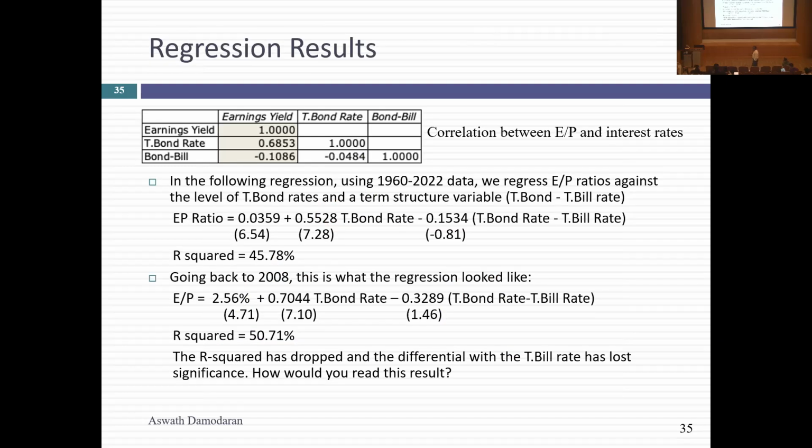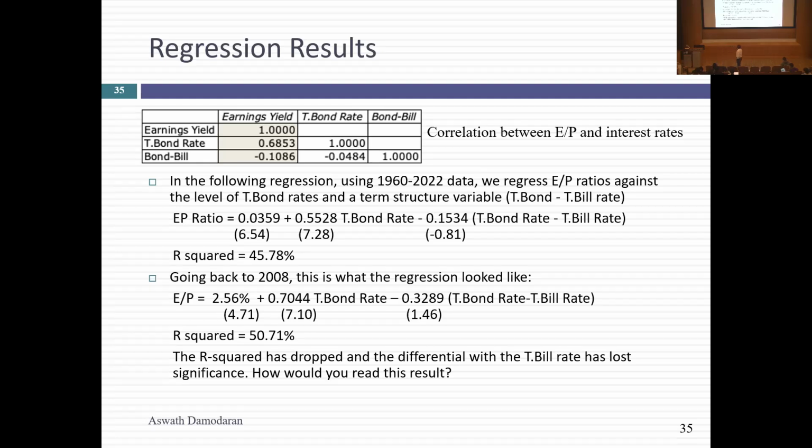When you do a correlation between how T-bond rates move with earnings to price ratios, the correlation is 0.685, which means as T-bond rates go up, earnings to price ratios go up. I know it's different, you've got to flip them in your head. So higher T-bond rates lead to higher earnings to price ratios, which is the same thing as saying PE ratios will tend to be low when T-bond rates are 8, 9, 10%.